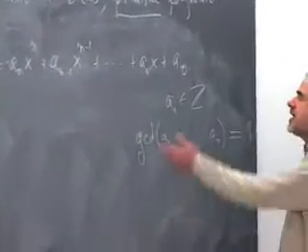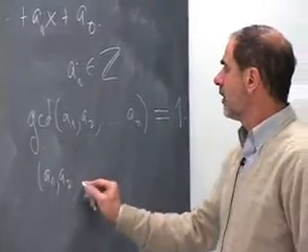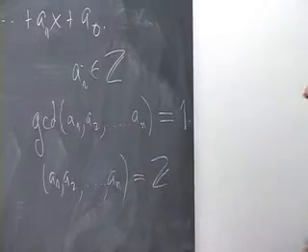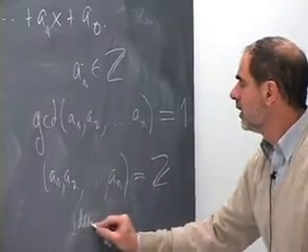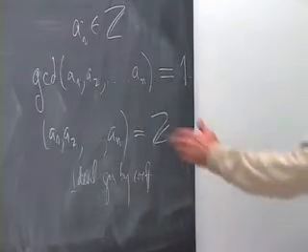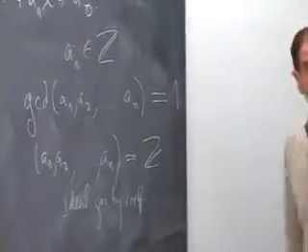In other words, another way of saying it is that the ideal generated by the coefficients in the integers is all of the integers. Because if the ideal were smaller, that would mean that there was some number that divided all the coefficients and you could divide out.